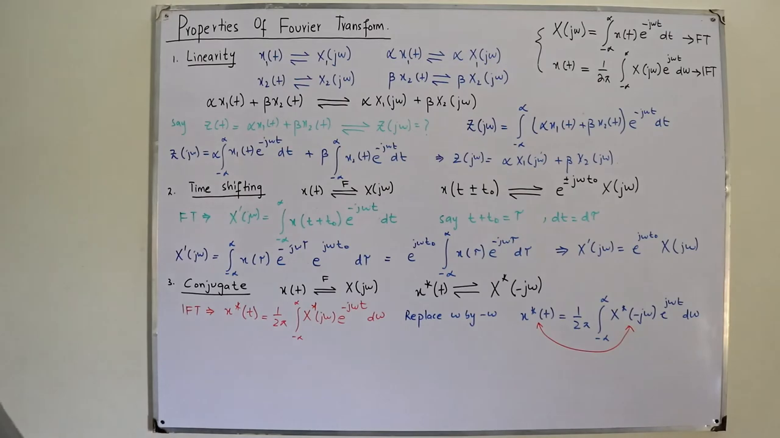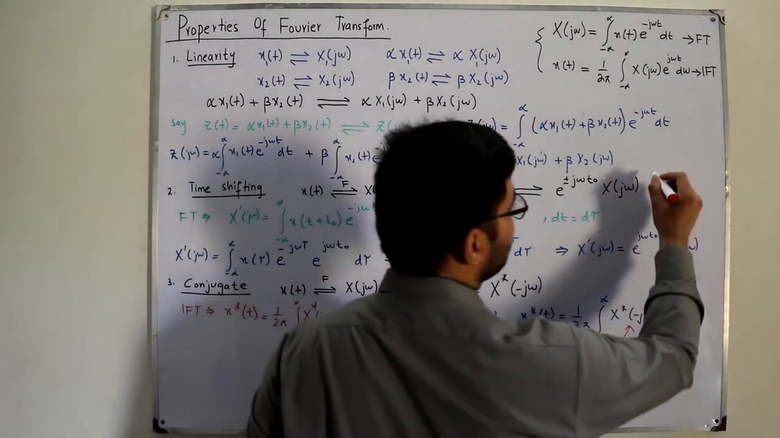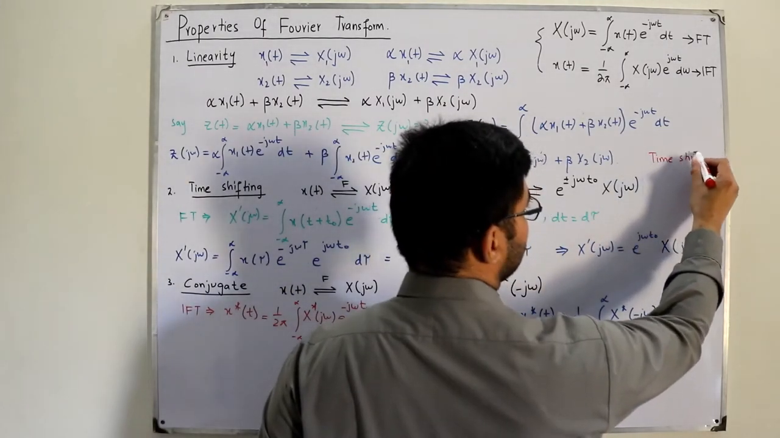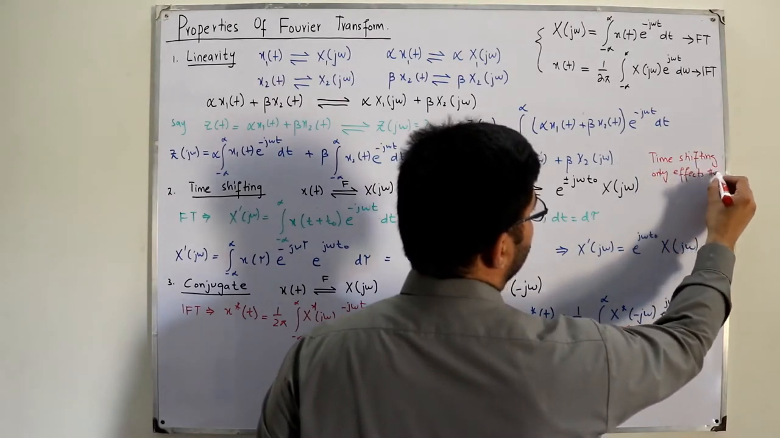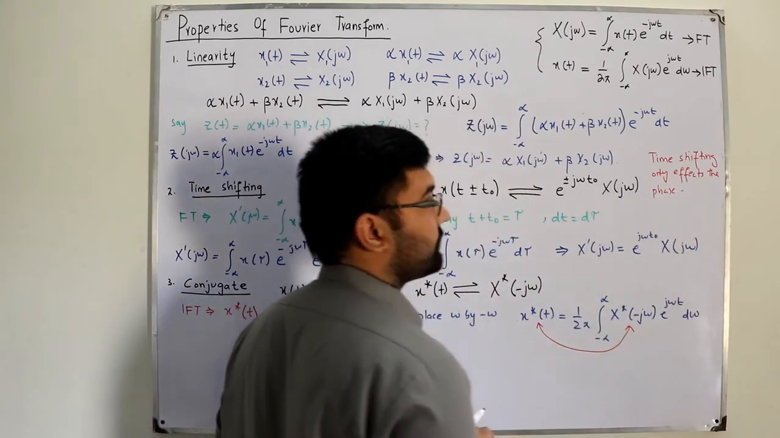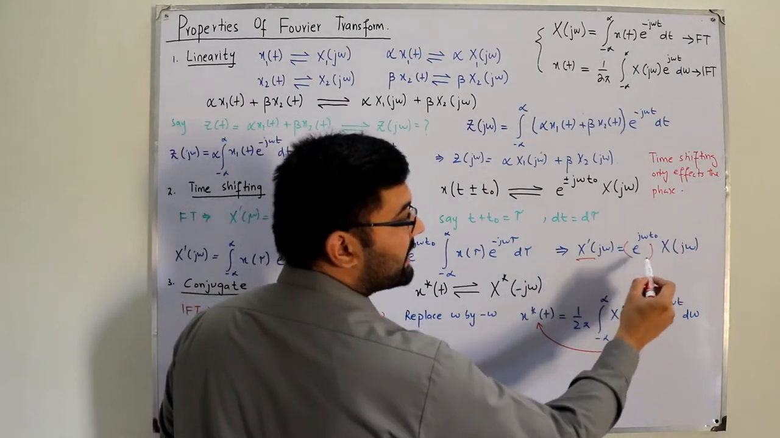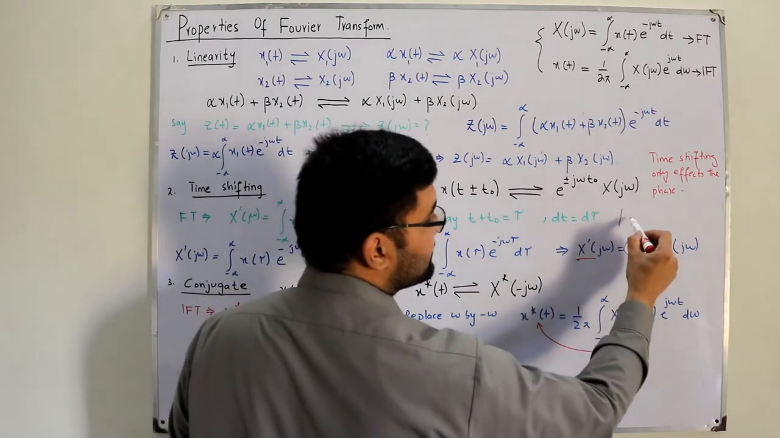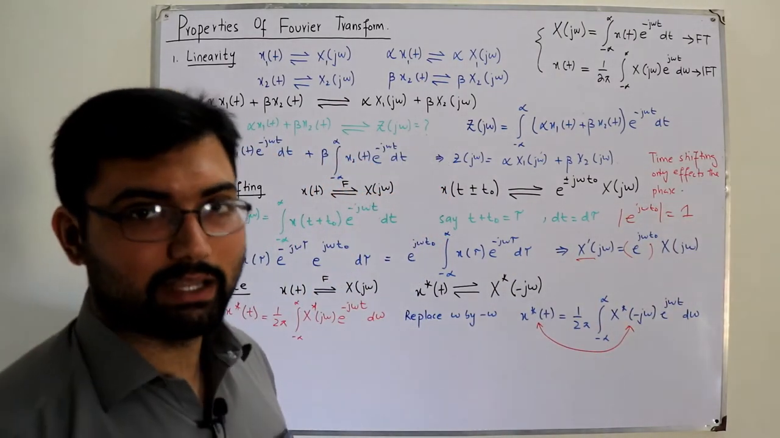Okay, so we have to discuss some points over here, and I believe I missed one point in the time shifting property. Time shifting only affects the phase of the Fourier transform. How is that? Because the new Fourier transform is only being multiplied with this particular thing, and this particular thing, exponential of j omega t naught, has a magnitude equal to 1.